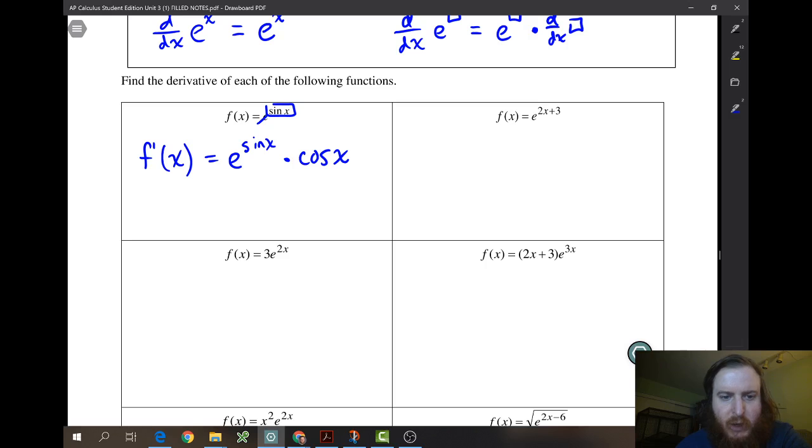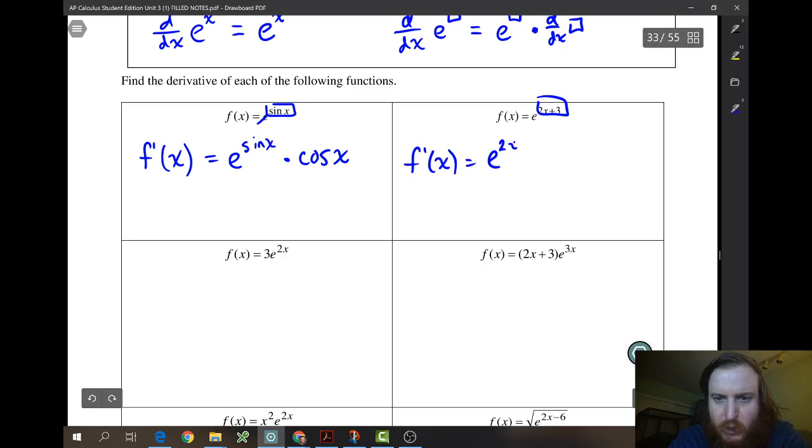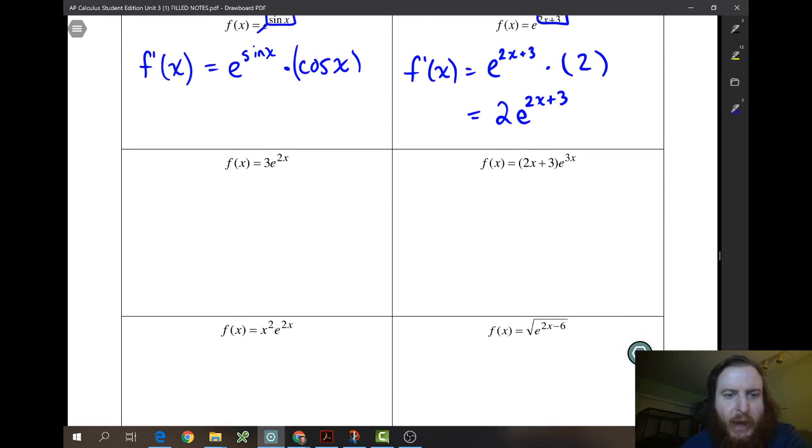Okay, if you want to pause this video and try the next few on your own, you can. Feel free to pause it and then try a few of these. These are very easy derivatives, so it shouldn't be too bad. So second one, same process. E to the 2x plus 3 would be e to the 2x plus 3, and times the derivative, which is 2. Really, I should put that in parentheses. And we can move the 2 as a coefficient to the front and write this as 2 e to the 2x plus 3.